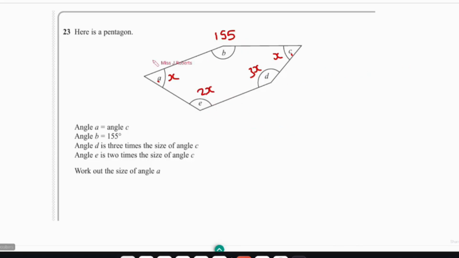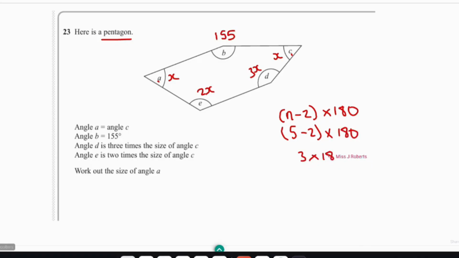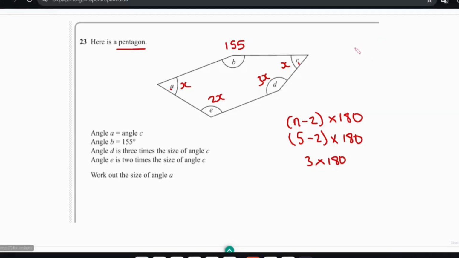So it's a 5-sided shape, a pentagon. What's the angle sum of a pentagon? To find the angle sum, we do n minus 2 times 180. Number of sides is 5. 5 minus 2 is 3. So 180 times 3. 0 times 3 is 0. 8 times 3 is 24. 1 times 3 is 3. Add 2 is 5. So the angle sum is 540.